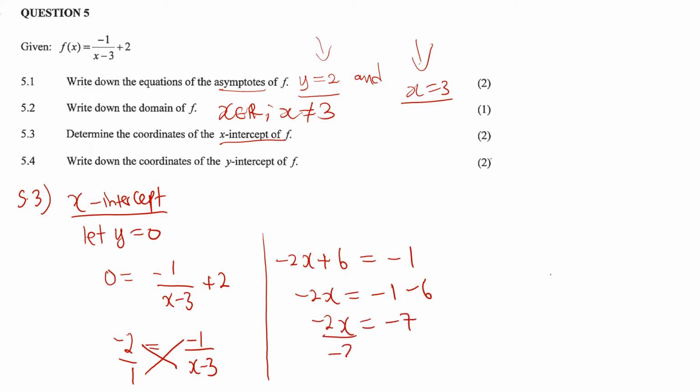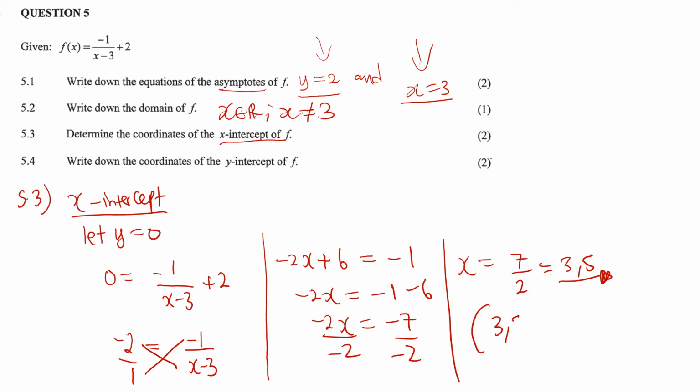We divide by minus 2 on both sides. Then our x will be equal to 7 over 2, which is the same as 3.5. All right, so that is our x-intercept. We can just write it clearly. So it will be (3.5; 0), or rather (7/2; 0). All right, because we let y be 0, our x is 3.5. Okay.